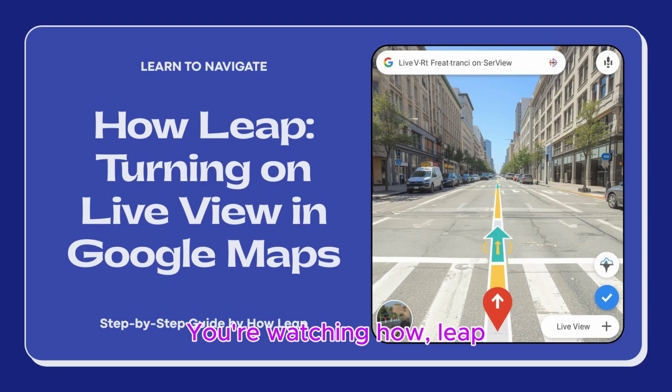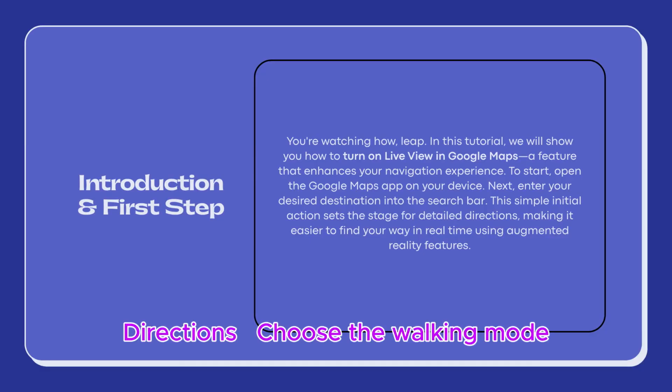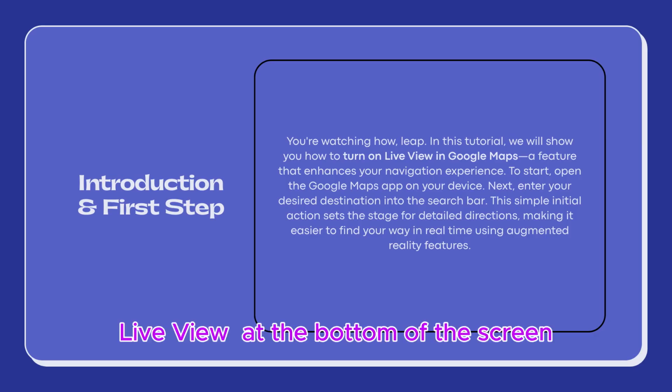You're watching How Leap. Let's turn on live view in Google Maps. Open the Google Maps app and enter your destination. Tap directions, choose the walking mode. Tap live view at the bottom of the screen.